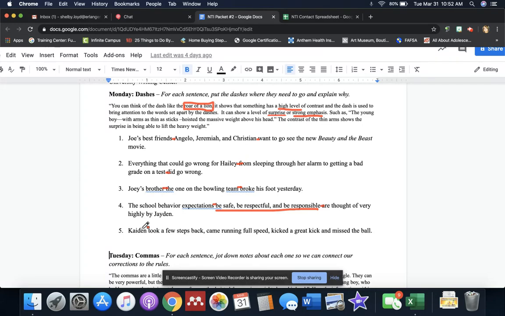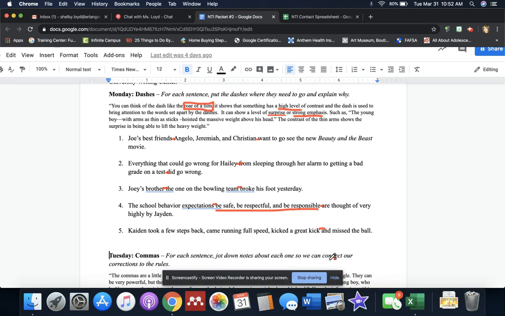Okay. Caden took a few steps back, came running full speed, kicked a great kick, and missed the ball. So we have where we see a comma, like Caden took a few steps back, came running full speed, kicked a great kick, and missed the ball. So here, even though it seems like we're emphasizing all of this, the thing that's really important is that he missed the ball. So we would actually put our dash right here, right between kick and, because it's almost like you're building us up.